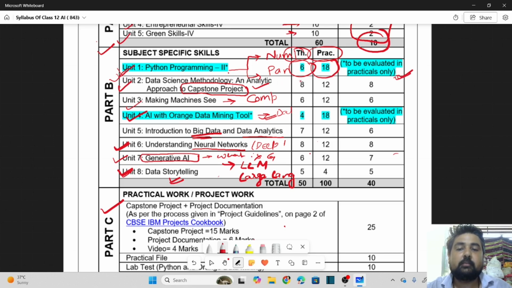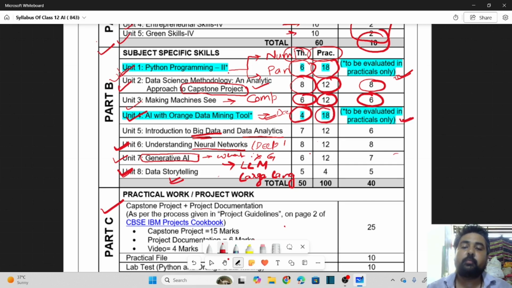Then data science methodology: the theory part is 8, and the practical part may be 12. The maximum marks that come in your examination is 8. Making machines see: the theory part is 6 marks, and the practical part is 12 marks. You also have to make a project on it, and the maximum marks that may come in your examination is 6. AI with Orange data mining tools: its theory part is 4 marks, and the practical part is 18. It is totally based on your practical file.